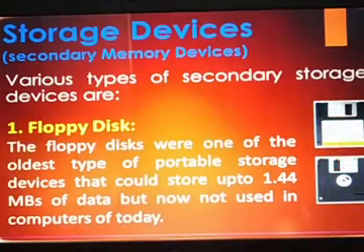A floppy disk is a flexible plastic disk which is coated with magnetic material and covered by a protective jacket. It is used primarily to store data from a computer. The floppy disk is also called a diskette. It was one of the oldest types of portable storage devices that could store up to 1.44 MB of data, but is now not used in computers of today.